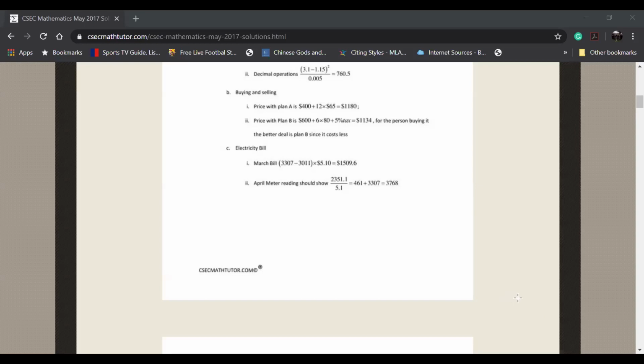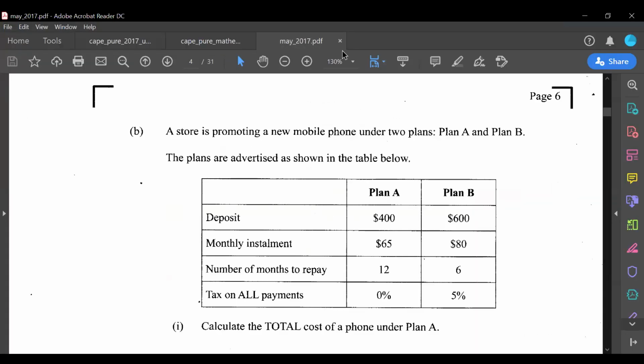Okay, so you're seeing the question paper now? Still not seeing it. Oh, we're seeing it now.